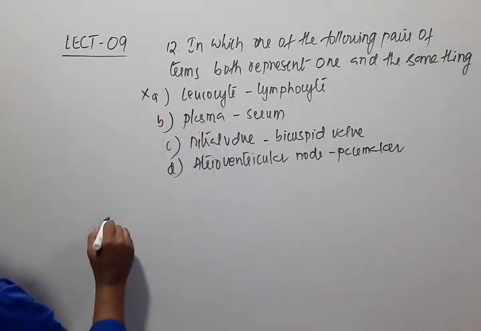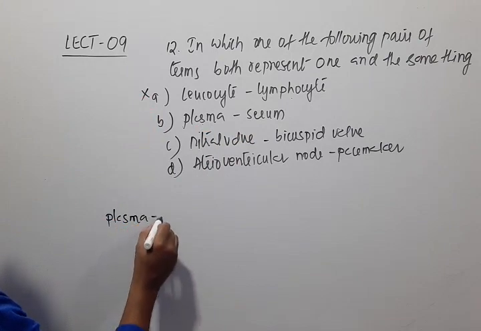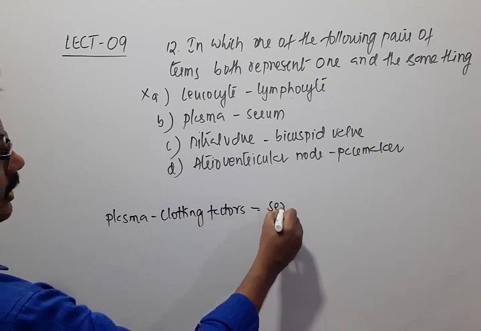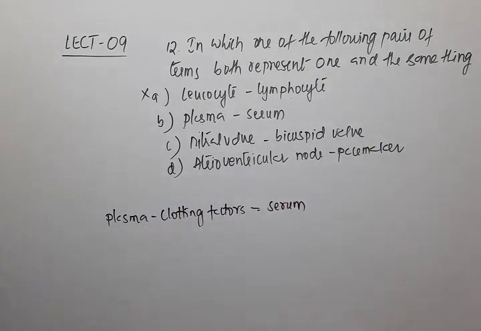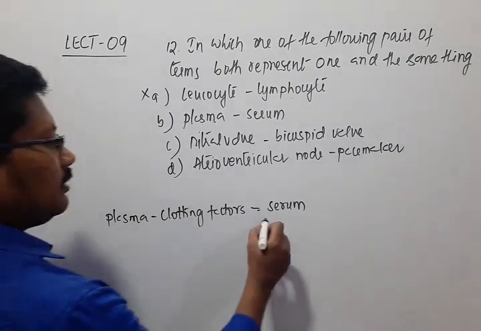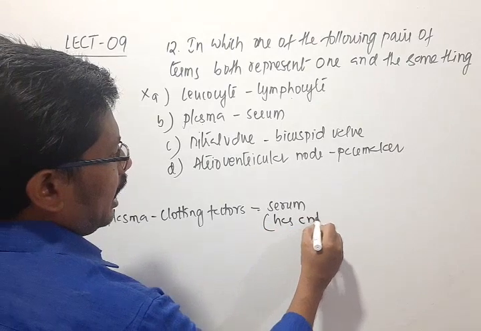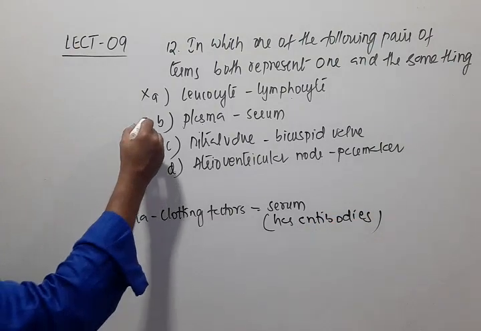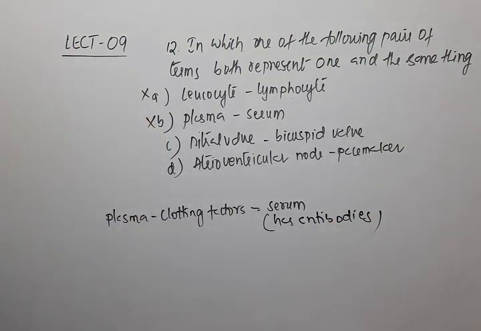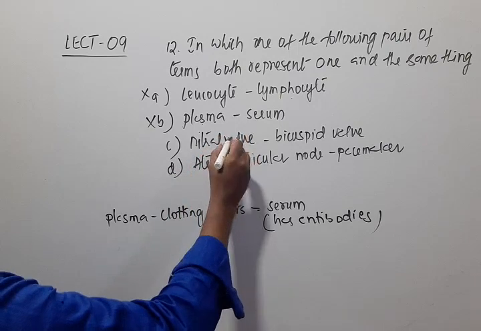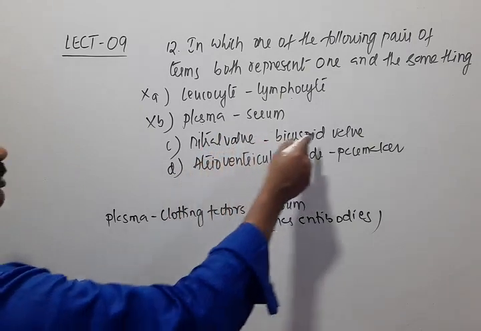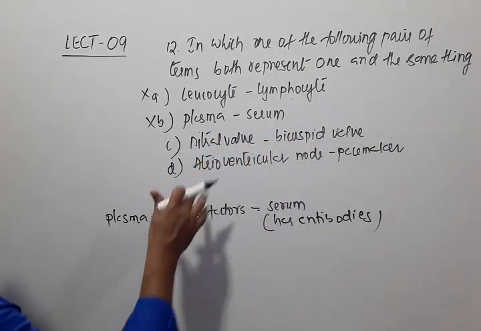We know that plasma minus clotting factors is the serum. So the serum will not clot, but it has antibodies. I'll mention here serum has antibodies. So plasma and serum are not one and the same. Then coming to mitral valve and bicuspid valve. Yes, these two are one and the same.